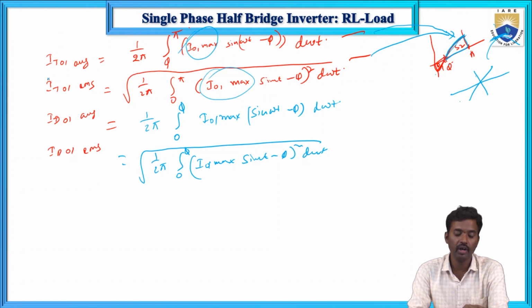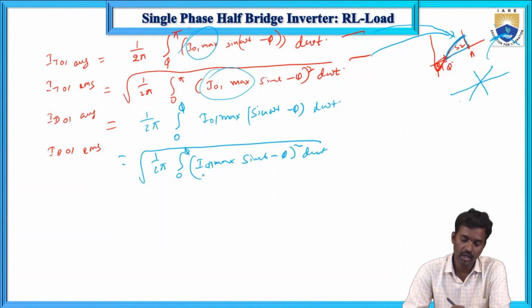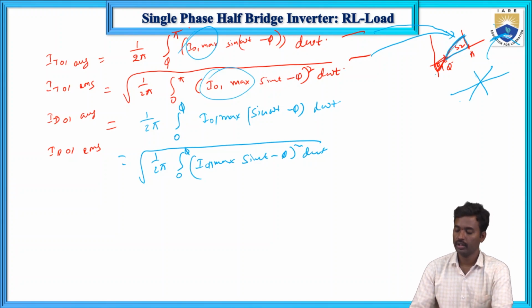So now here IT01 average equals 1 by 2 pi, integral of I01 maximum sin omega t d omega t, and IT01 RMS equals the square root of 1 by 2 pi, integral of (I01 max sin omega t minus phi) whole square d omega t. ID01 average value equals 1 by 2 pi, integral from 0 to pi of I01 maximum sin omega t minus phi d omega t. The fundamental diode current RMS value equals the square root of 1 by 2 pi, integral from 0 to pi of I01 maximum sin omega t minus phi.